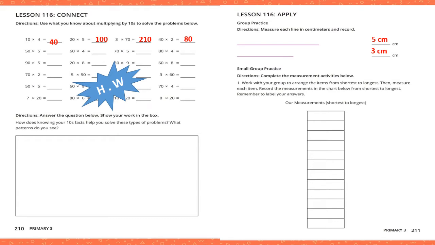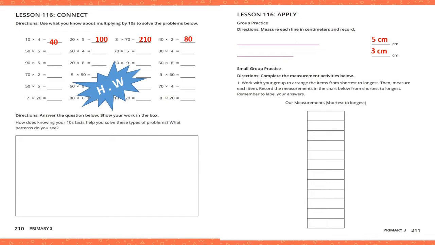Next, small group practice. We will work as a team. Direction: complete the measurement activities below. Number 1, work with your group to arrange the items from shortest to longest. Take care, from shortest to longest. Then, measure each item and record the measurements in the chart below from shortest to longest. Remember to label your answer.